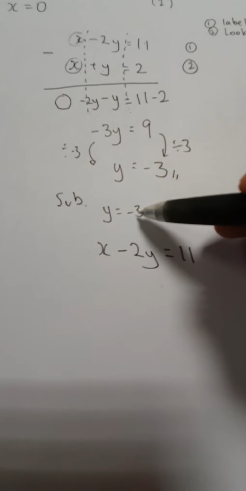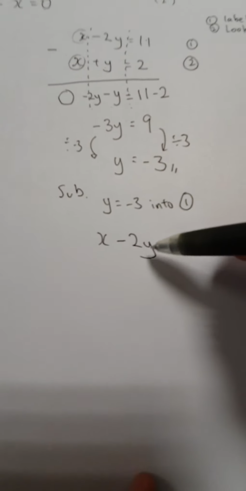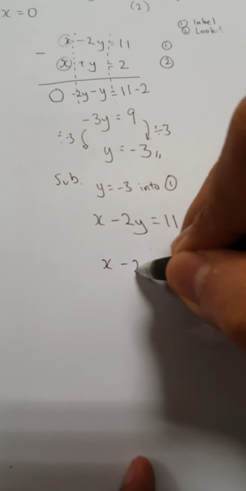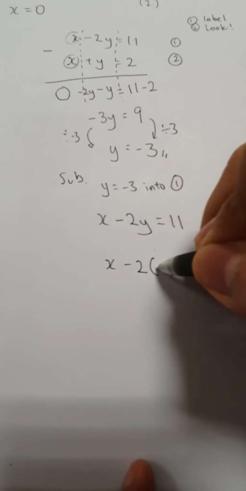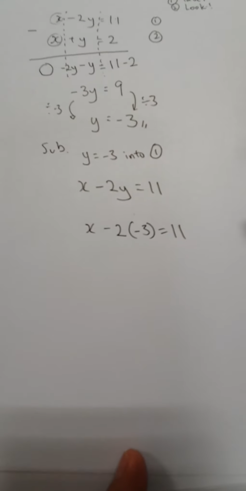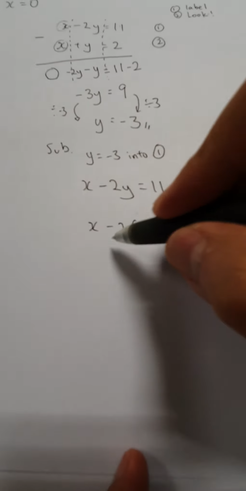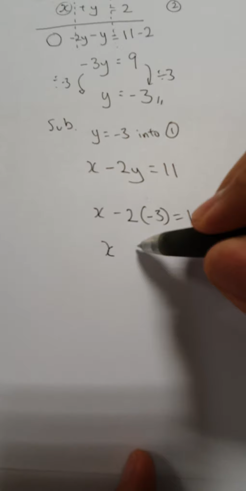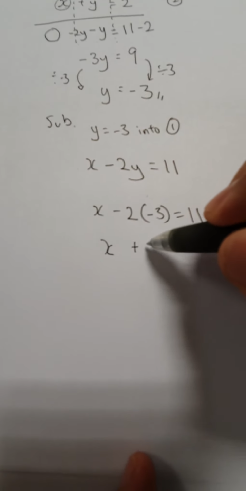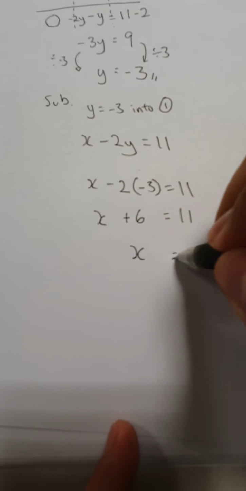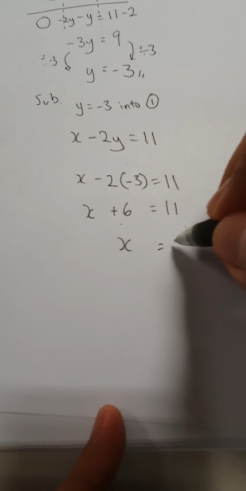We're going to substitute, means we're going to put the value of y as minus 3 inside here. So where's the y? Y is here, right? So it becomes x minus 2 bracket, the value of y is now minus 3, equals to 11. Okay, so from here we can solve already. X minus 2 times minus 3 is positive. Negative times negative, positive 6 equals to 11. So the value of x now, minus 6, minus 6, 5.